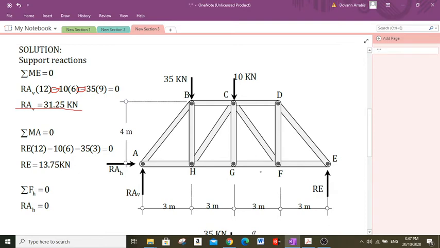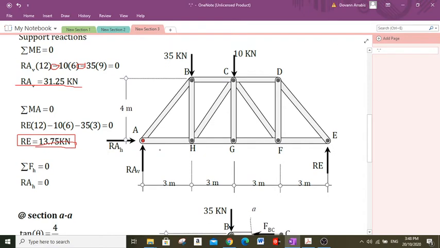And summation of moment at A, the same process, we can get the magnitude of RE. And by inspection, since there's no horizontal applied load, RAH is equal to 0.